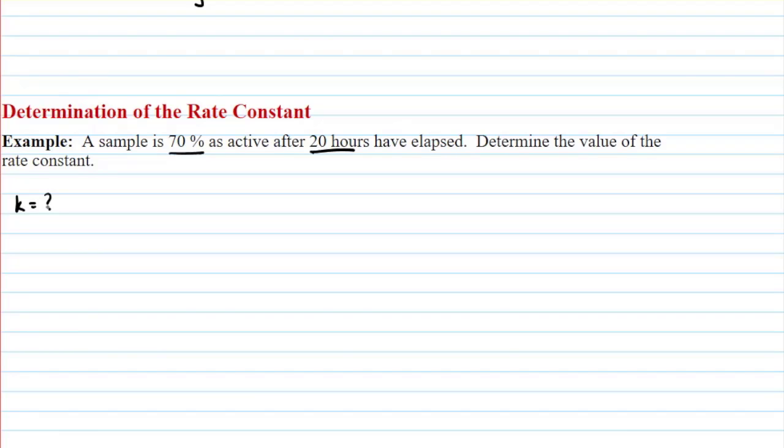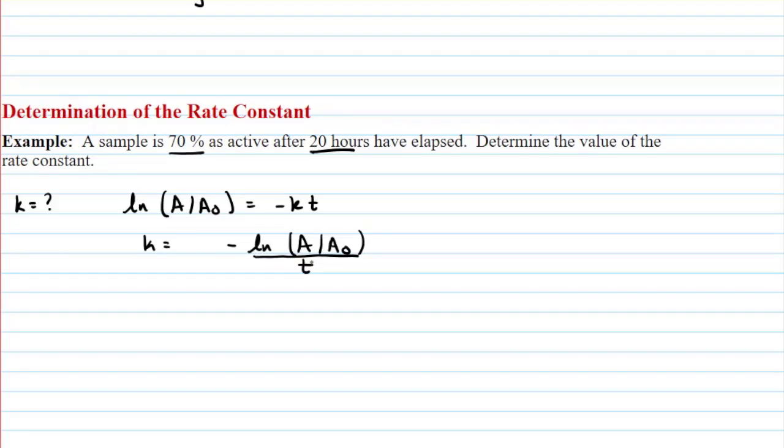Okay, so again, let's use that first order kinetic equation. ln of A over A naught is equal to negative kt. All right, and let's go ahead and rearrange for k. That's what we're really solving for. k is going to be equal to negative ln of A over A naught, all over t. All right, cool.